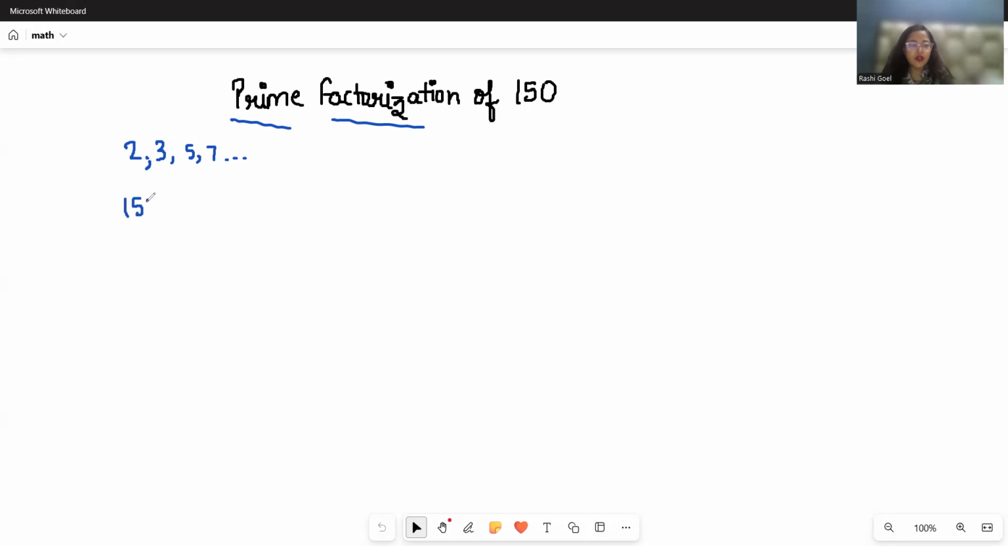So as we can see, 150 is even, so we can divide it by 2. 150 divided by 2 is 75. Now 75 is an odd number.